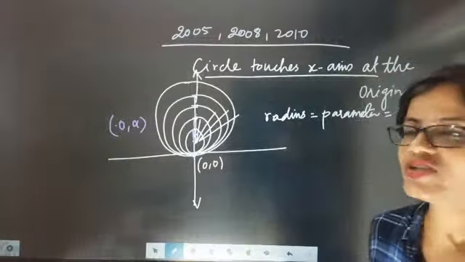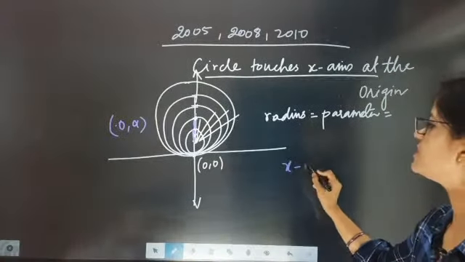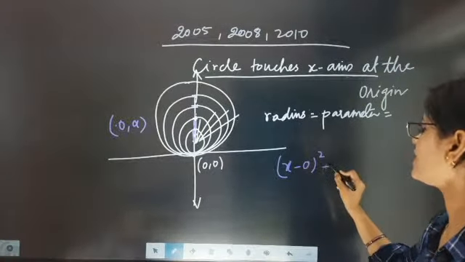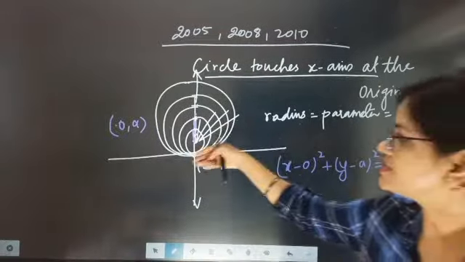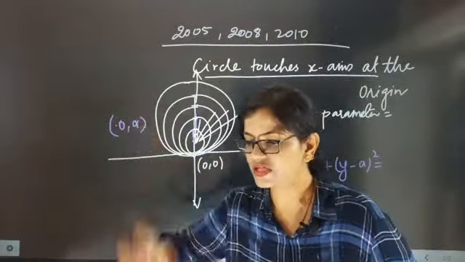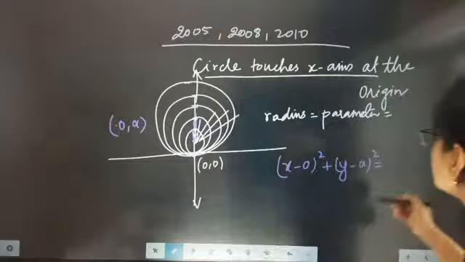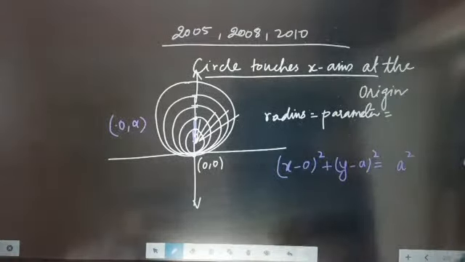So what will be the equation of the circle? The equation of the circle will become (x minus 0) squared plus (y minus a) squared, and the radius is a parameter. The radius keeps on changing, so the radius is considered a parameter, so it will become a square.